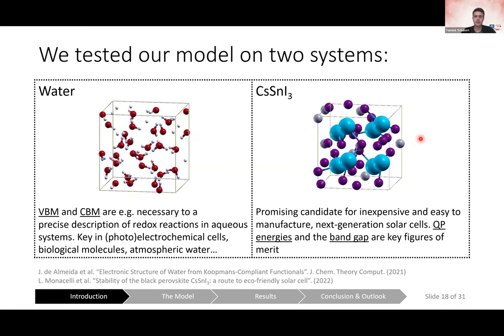And the second system was this perovskite system, which is a promising candidate material for inexpensive and easy to manufacture next generation solar cells. And also when we talk about solar cell materials, really the quasi-particle energies and especially the band gaps are key figures of merit. So it's really interesting to study these materials with Koopmans functionals.